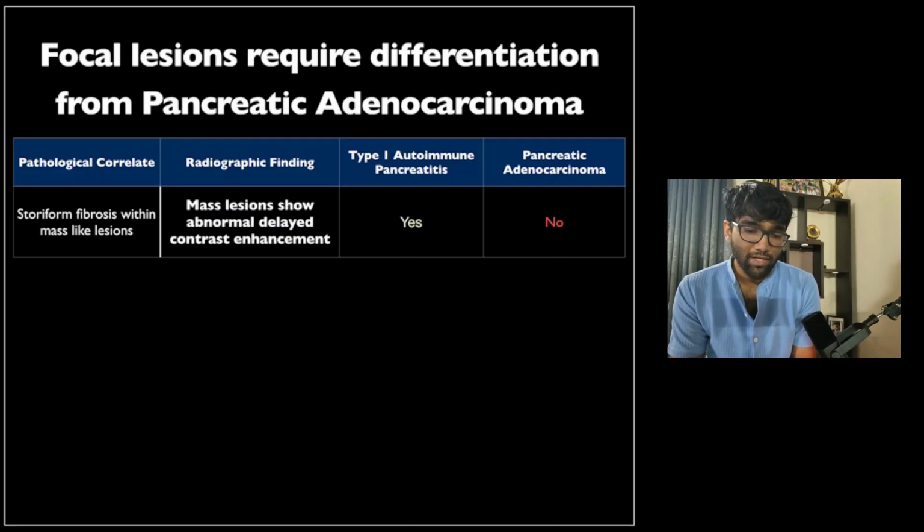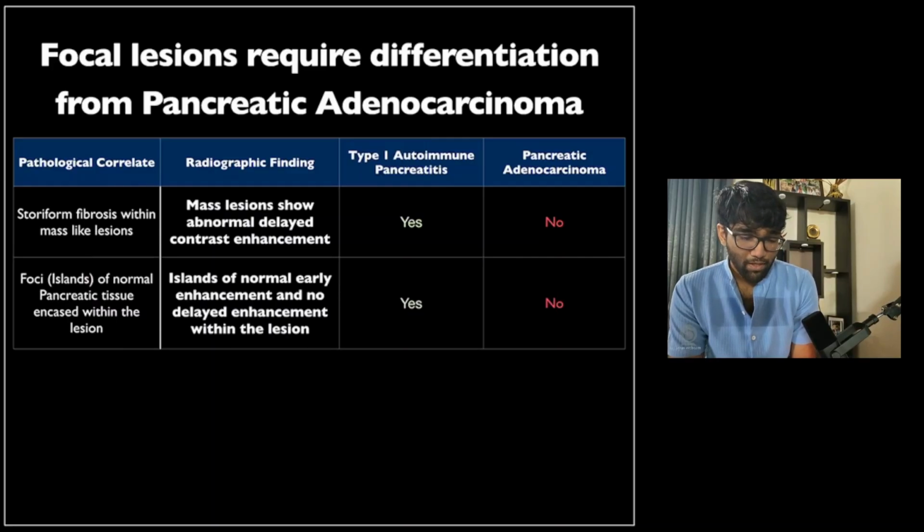So in autoimmune pancreatitis, you have a delayed contrast enhancement of the tissue that is in the lesion. Whereas in pancreatic adenocarcinoma, the enhancement is actually less than or equivalent to the normal pancreas. Because of the nature of the storiform fibrosis, normal areas of pancreas can get trapped within the fibrosis caused by this lesion. So you get islands of normal early enhancement, and no delayed enhancement, trapped within a mass with delayed enhancement. So again, this is very specific for type 1 autoimmune pancreatitis.